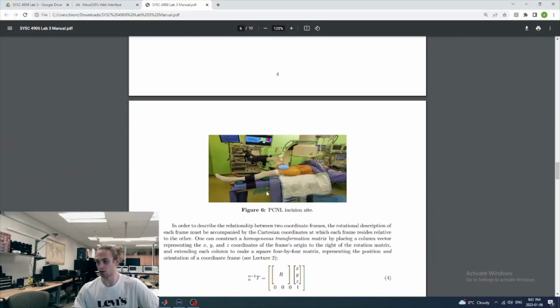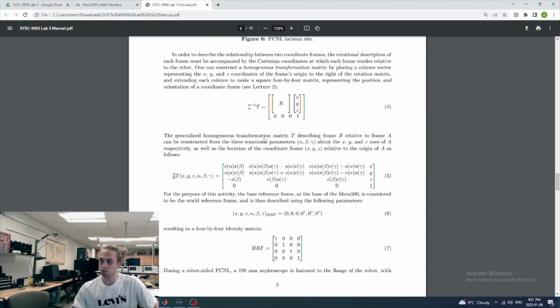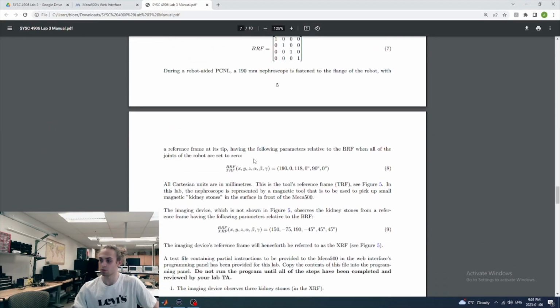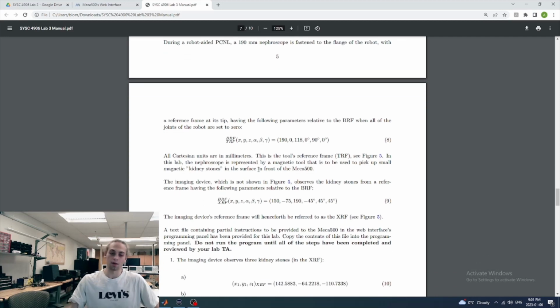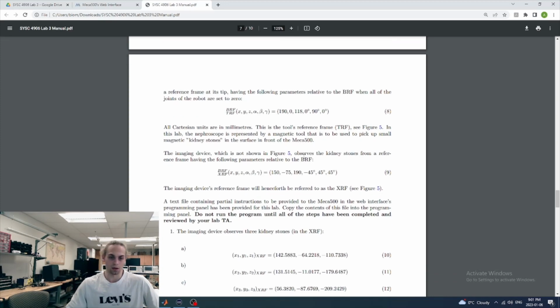And the way that we can do this is using transformation matrices, which have been defined for you guys here in the lab manual. What enables us to do that is that we know the relationship, using the Cartesian and Euler properties of each frame relative to one another. So we can determine where the point is in one if we know it in the other.